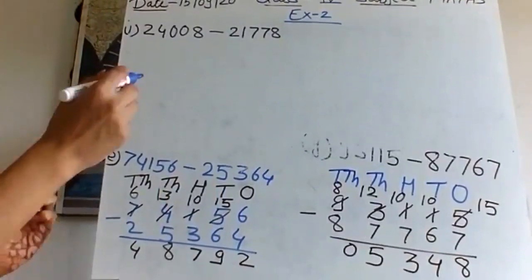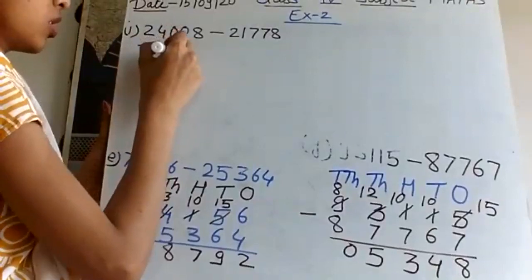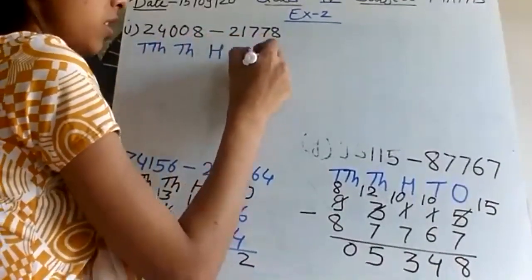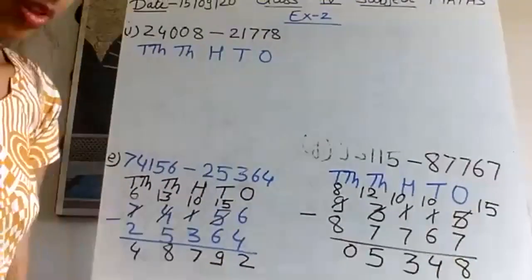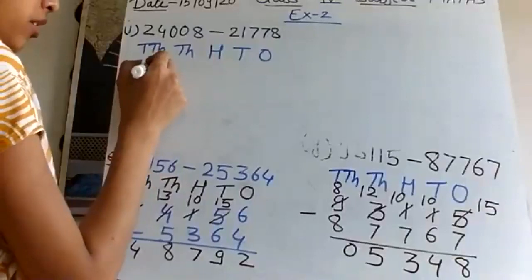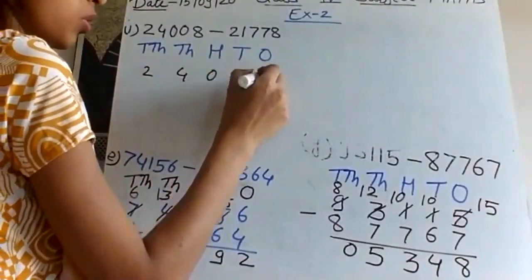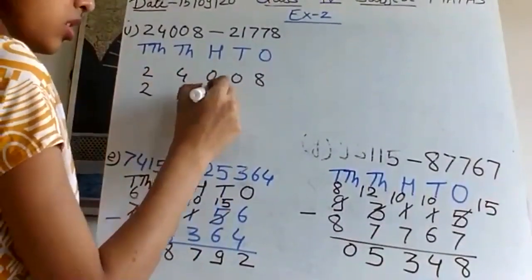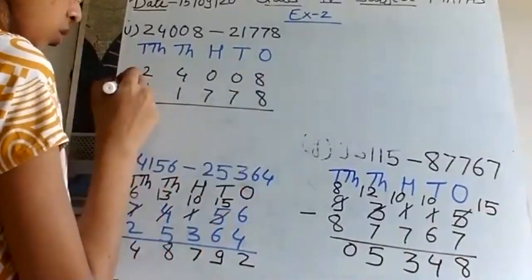Arrange the number. So the place values are 10,000, 1,000, 100, tens, ones. Leave one line and then write down the number 24,008. Next number is 21,778. Okay.